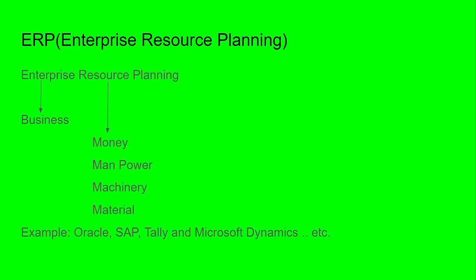ERP is Enterprise Resource Planning. It is a concept. What does enterprise mean? It's a business. Resource means what are the resources you require to run a business? Firstly, money, then manpower, machinery, material. So the total ERP concept is successful planning of the resources in the business. Examples: Oracle, SAP, Tally, Microsoft Dynamics, etc. are using this ERP concept only.